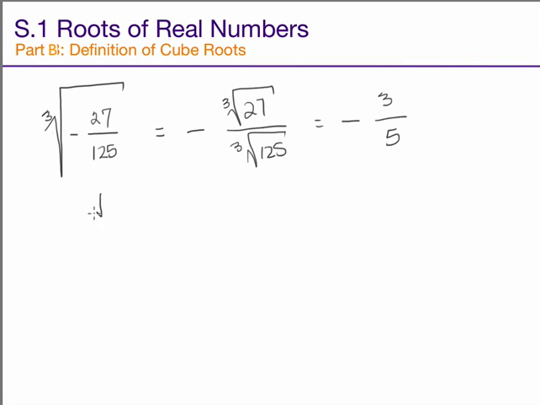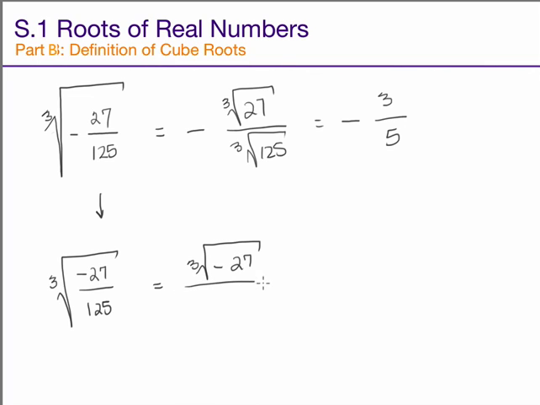I have another option here. I could instead think of this fraction as a negative divided by a positive, or a positive divided by a negative. When I do that, I'm choosing whether to associate the negative with either the numerator or the denominator, but not both. The cube root of negative 27 is negative 3, and the cube root of 125 is 5. This can also be written as negative 3/5.